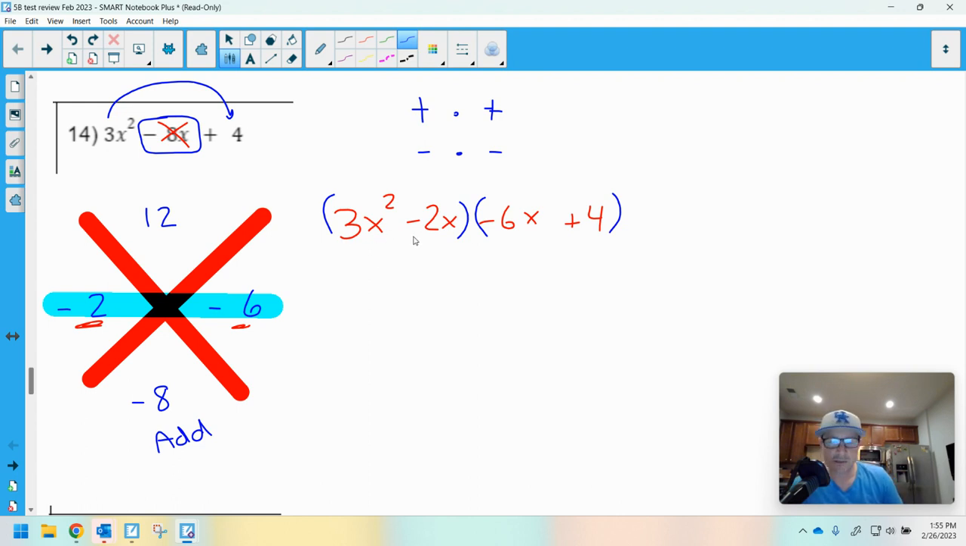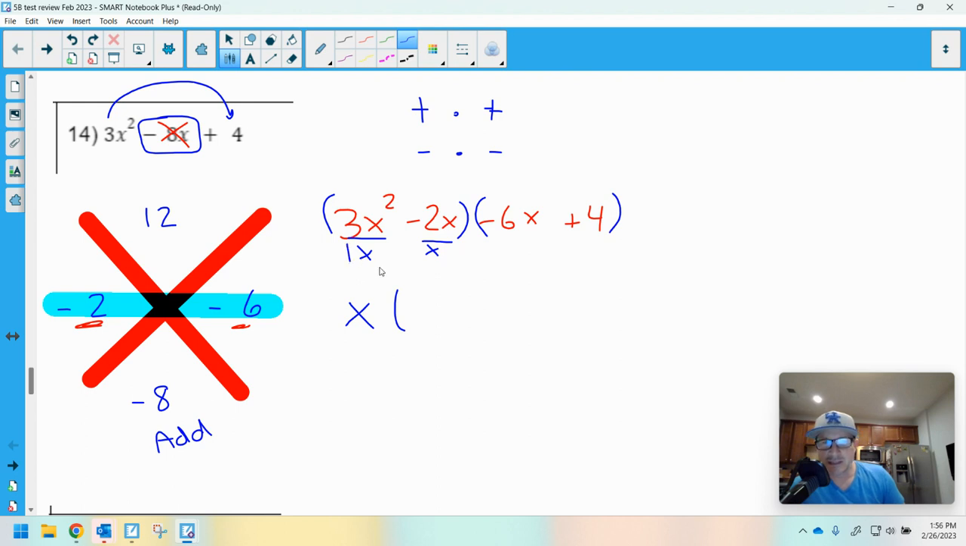3 and 2, they do not have a GCF. X squared and x, they have x as a GCF. They have an x in common. You're always going to have an x in this first spot. Next one, we divide by x.